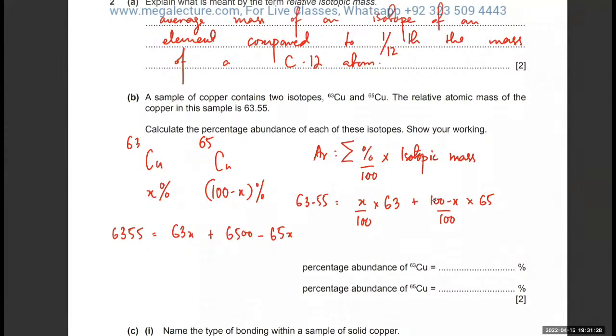For the moment, it's 6355. What is 6355 minus 6500? What do you get? 145? You could confirm, Carl. Yes, 145. And this is going to come out to be minus 2X, right? So you divide by 2 and X comes out to be 72.5%. So the percentage of copper-63 comes out to be 72.5%. So what about the other one? That's going to be 27.5%. So you've got your answer. Remember this formula.